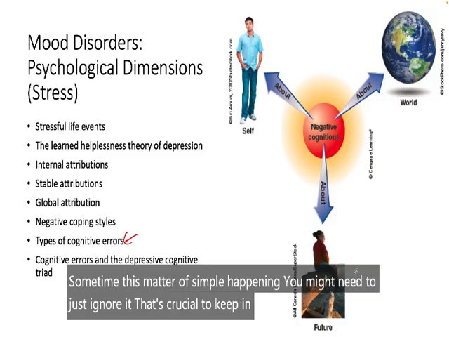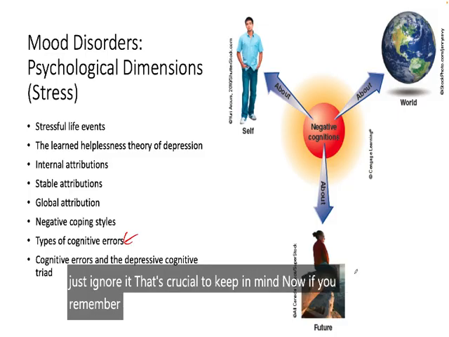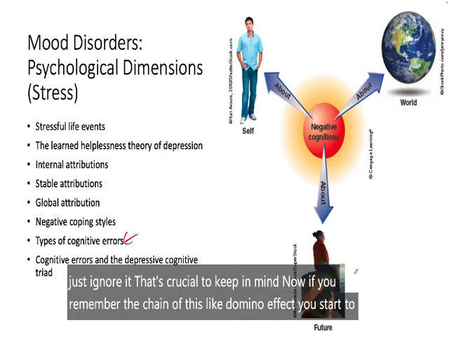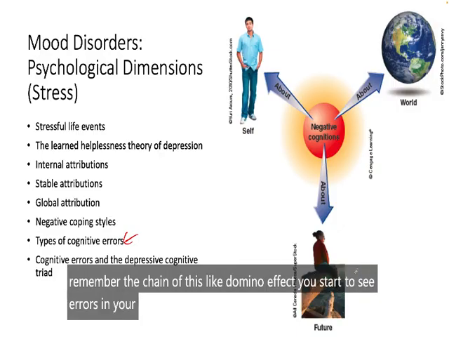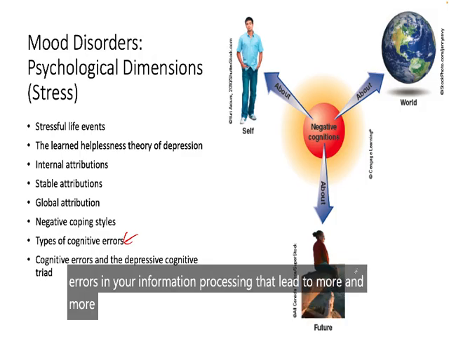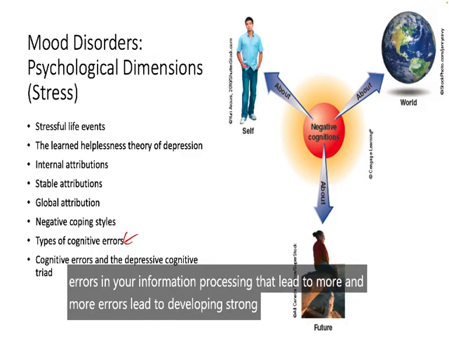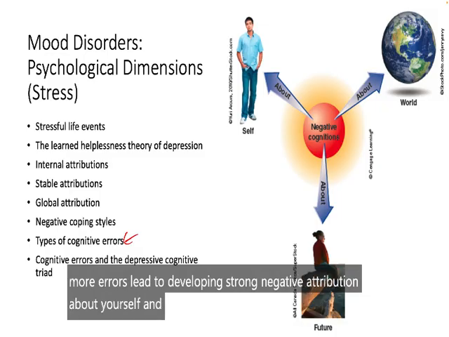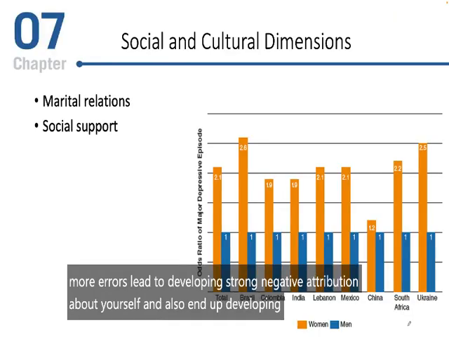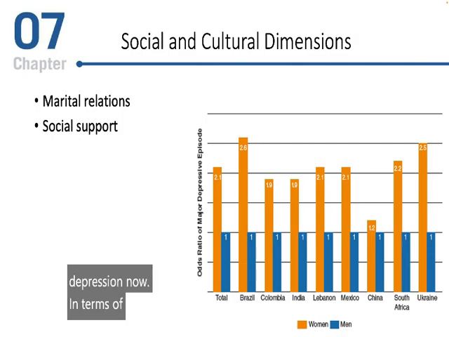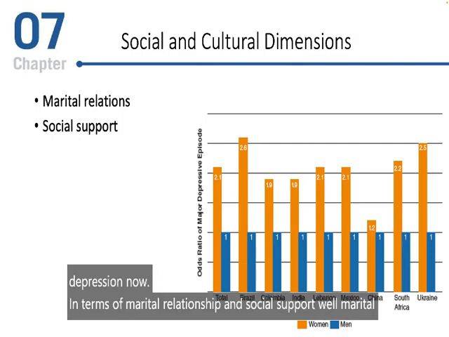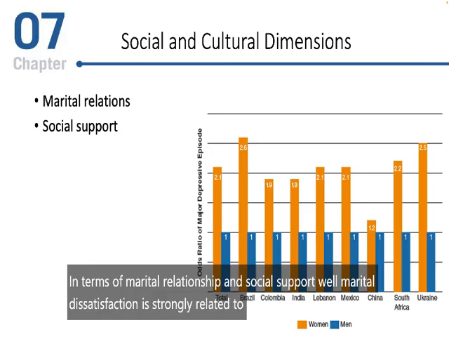Now, if you remember the chain, like a domino effect, you start to see errors in your information processing that lead to more and more errors, lead to developing strong negative attribution about yourself, and also end up developing depression. Now, in terms of marital relationship and social support, well, marital dissatisfaction is strongly related to depression. And this is particularly strong for males.